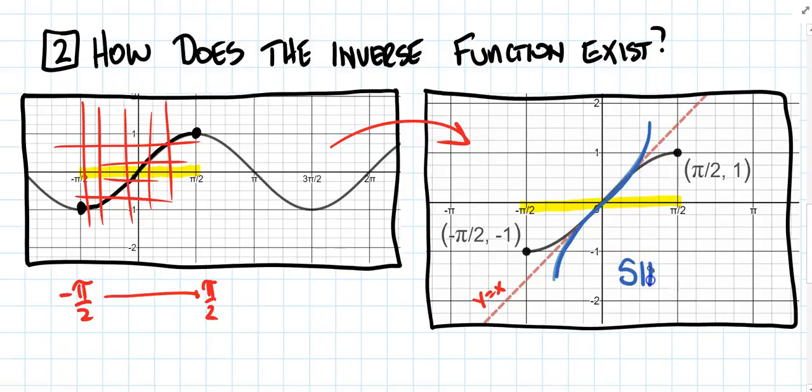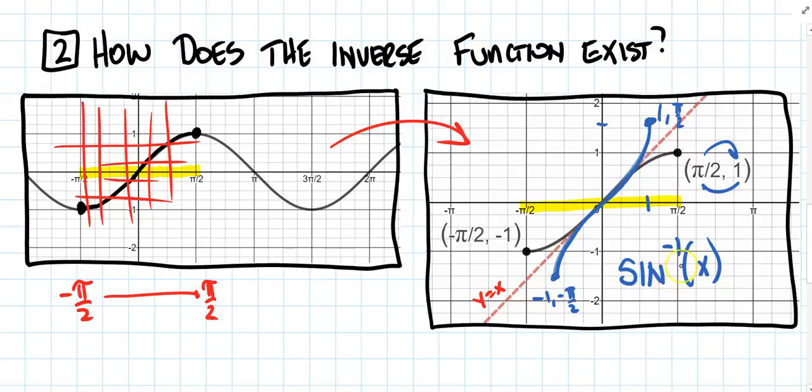And the way that we write it is the inverse sine of x. Notice that this point right here would just be the reverse of these 2 points. So instead of pi over 2, 1, I would have 1 comma pi over 2. So this is the value of 1, and this is the value of pi over 2. So 1 comma pi over 2. And this point would be negative 1 comma negative pi over 2.